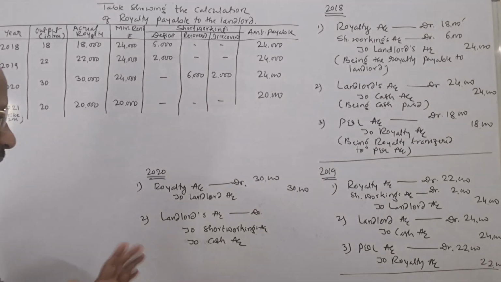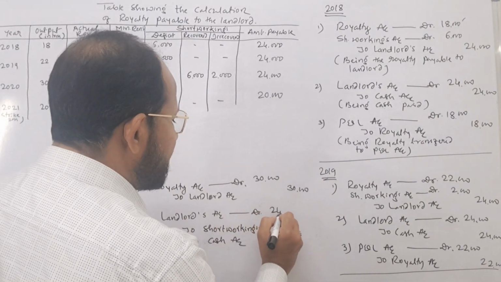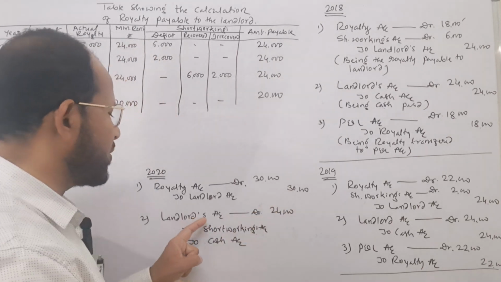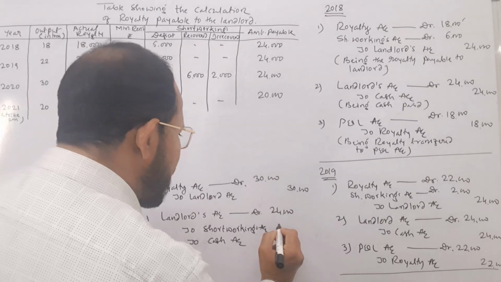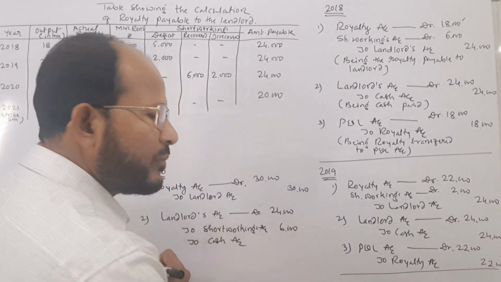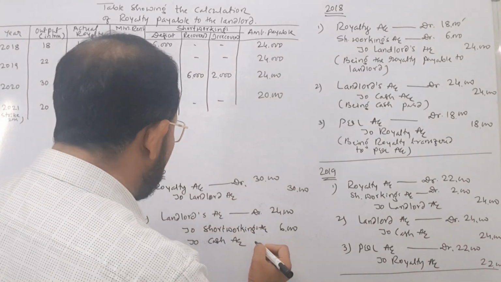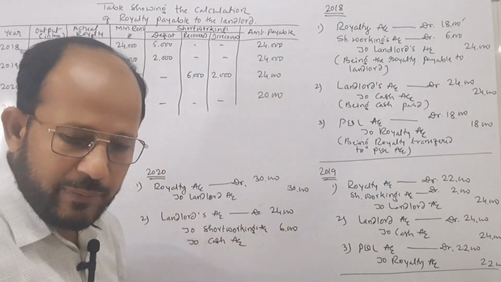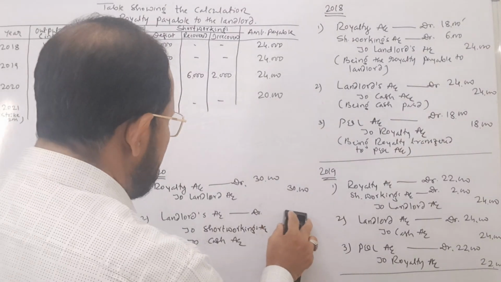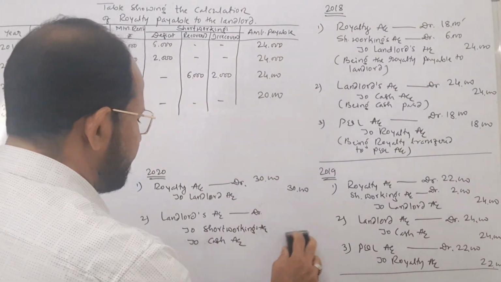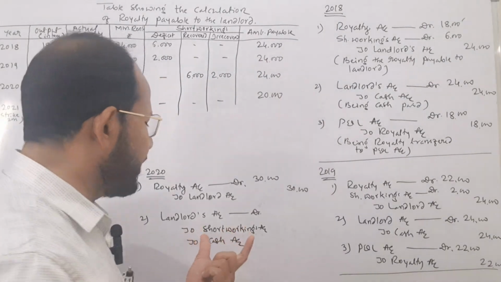What is the meaning of this? Just try to understand. Landlord will get rupees how much? Only 24,000. Landlord's account is debited 24,000 and rupees 6,000 is recovered. Therefore here cash given to the landlord. I mean here landlord's account is debited with the amount of rupees how much? Here just you see.